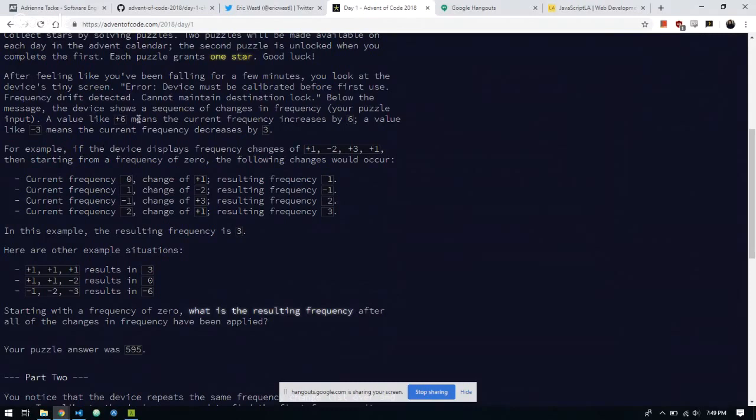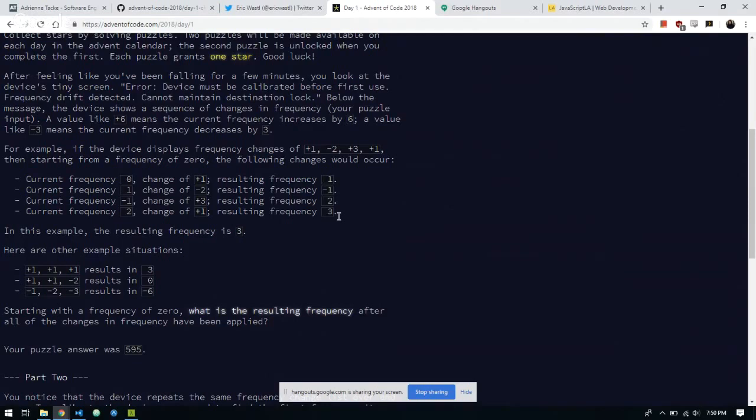by giving you sentences like that in the puzzle, but they give you the examples, your tests. So continuing on, for example, if the device displays frequency changes of +1, -2, +3, +1, then starting from a frequency of 0, the following changes would occur. Current frequency 0, that's where we're starting. Change of 1, adding 1, resulting frequency is 1. Current frequency is now 1. You have a change of -2, resulting frequency is -1.